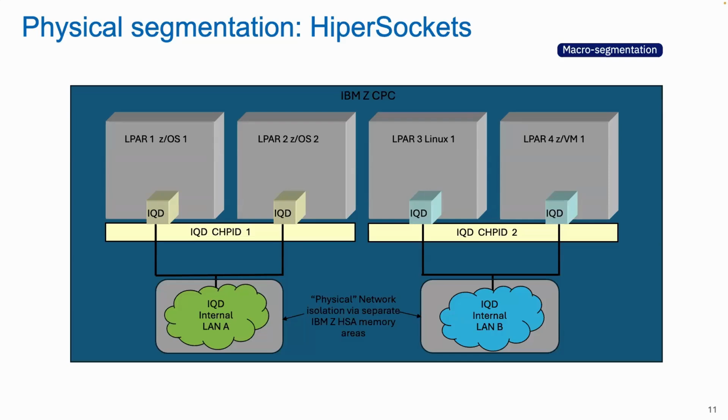So by configuring different HyperSockets channels, essentially now you have complete isolation, even though they're in the same machine and they're using memory, they're using different memory because they are different representations of the HyperSockets. So z/OS LPARs 1 and 2 can communicate, but they cannot communicate over HyperSockets with the Linux and the z/VM because they are completely isolated based on the definitions.